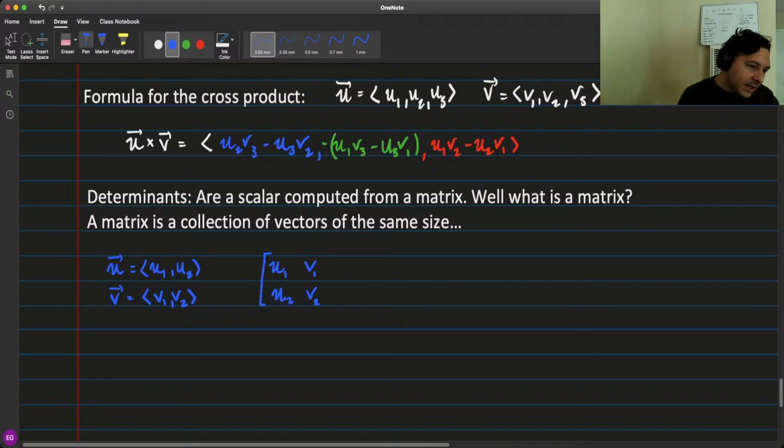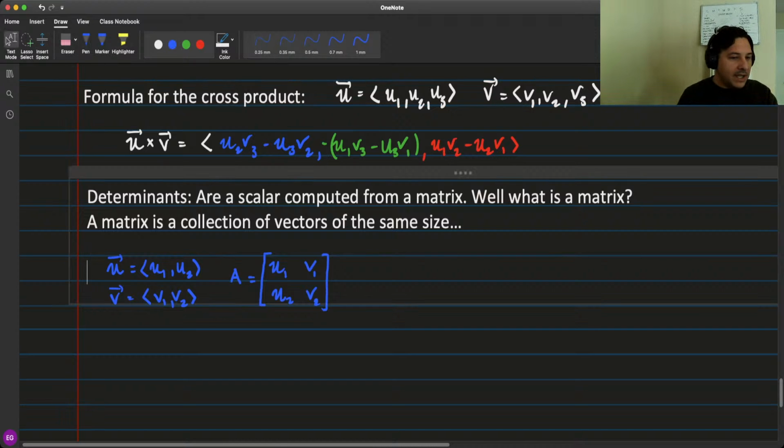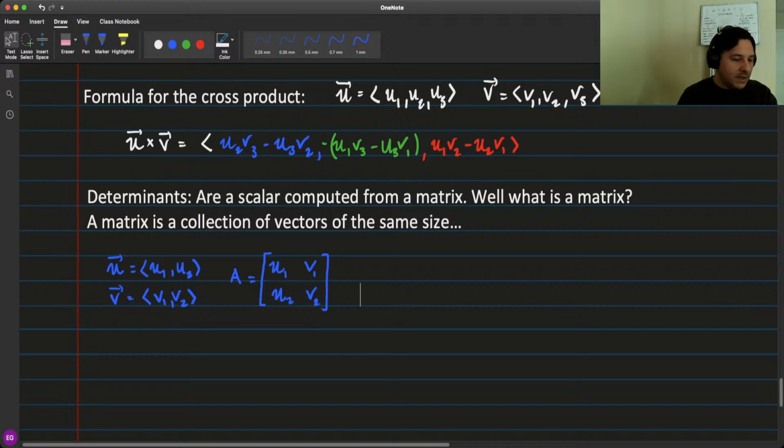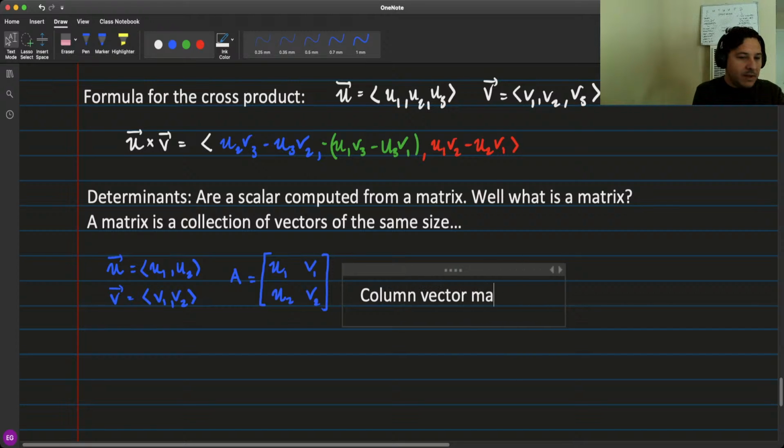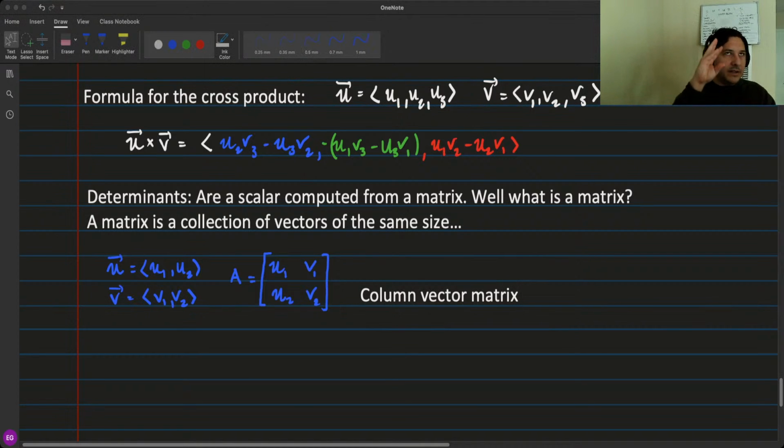So a matrix is just a collection of numbers, and usually when you're dealing with a matrix, you put square brackets around it. So I could call this the matrix A. How is this matrix made? This is called a column vector matrix, because I took my two vectors and entered them as columns. No, this is 2, 4, my bad.